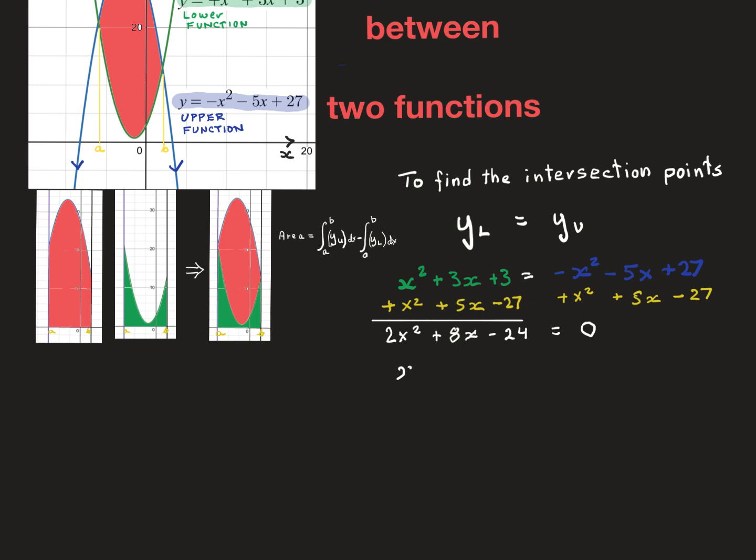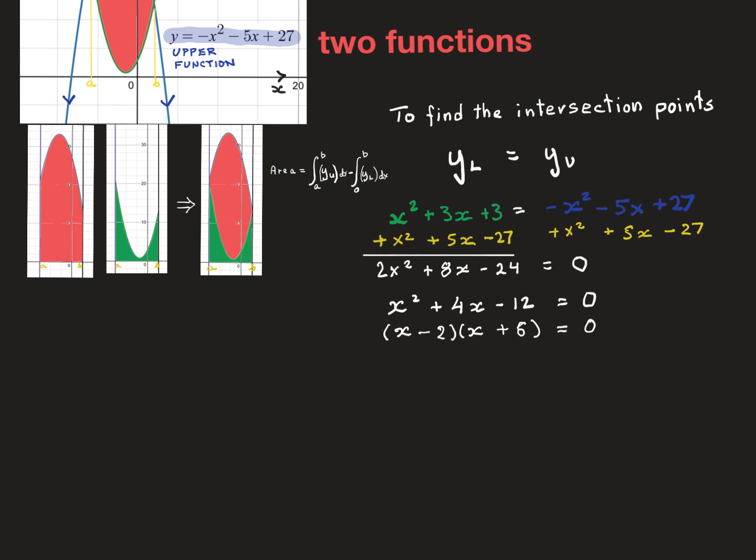So I can say that my equation is this here, and that's equal to 0. Now I can factorize it. And if you're good at factorizing, this is what you should get. And the solutions of this will be that x is equal to 2, and you also have x is equal to minus 6. So my lower boundary, which will be the lesser number, minus 6, so that means that a will be negative 6 and b will be 2.